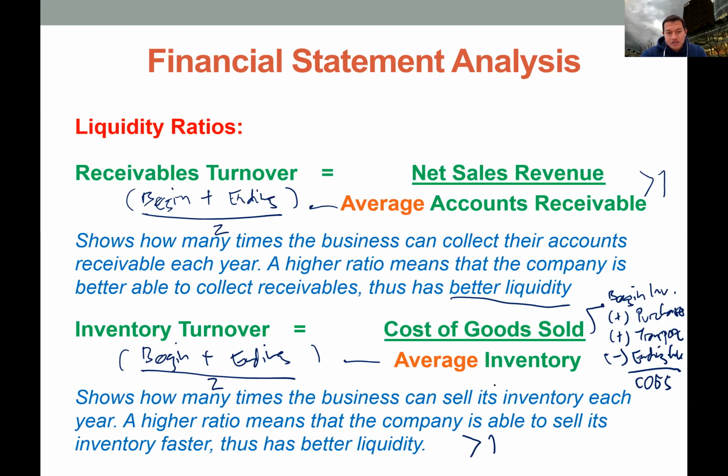Okay, so these are the four ratios that we are going to use to analyze liquidity. Any comments or questions on liquidity ratios?